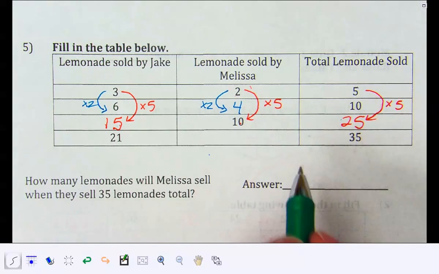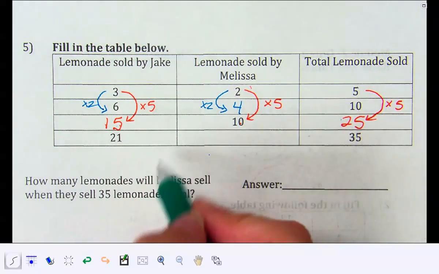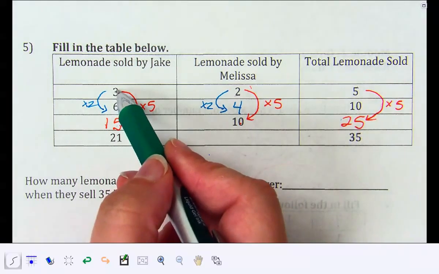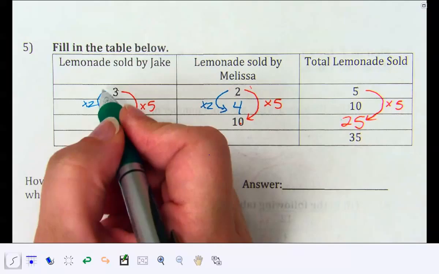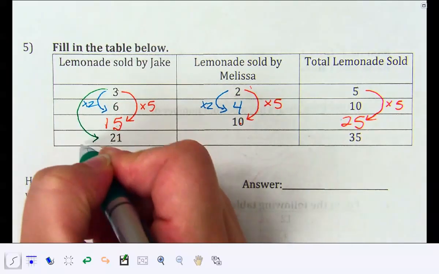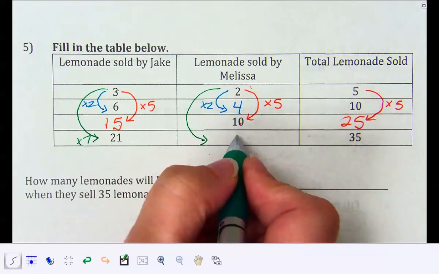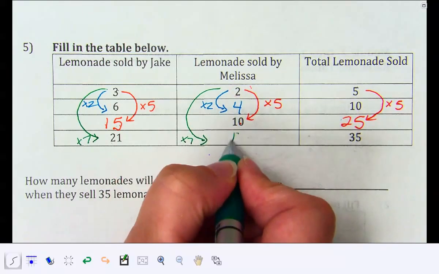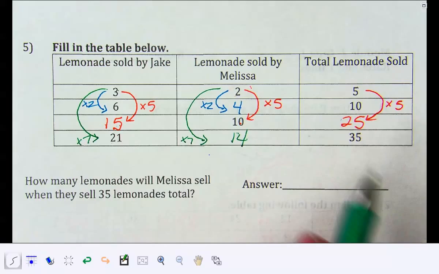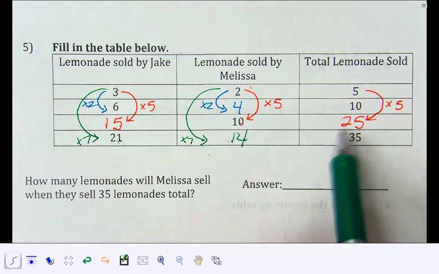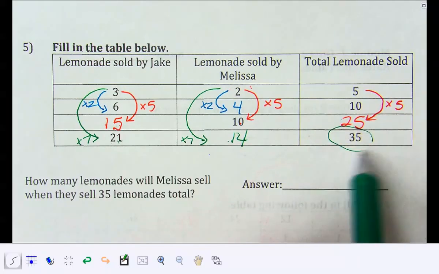All right, so last box. Okay. Last box says lemonade sold by Melissa. I can look at this right here and say 3 times 7 will give me 21. So 2 times 7 will give me 14. And then I need to check. 21 plus 14 equals 35, and that's what my total is, so that's perfect.